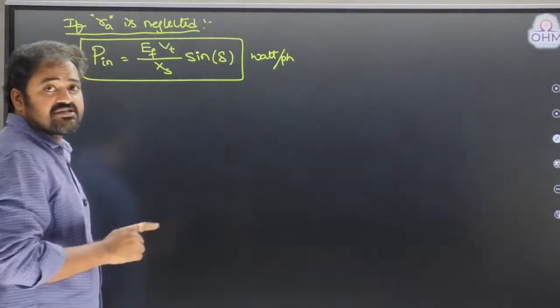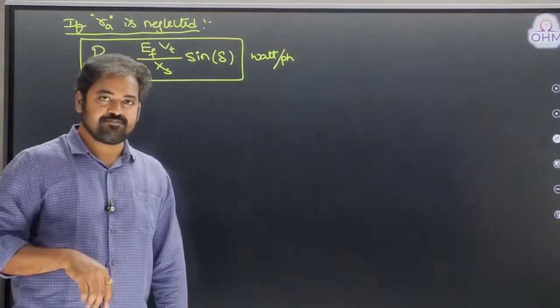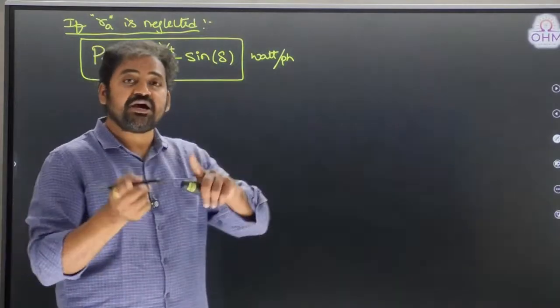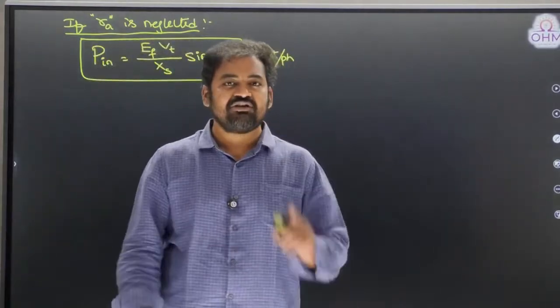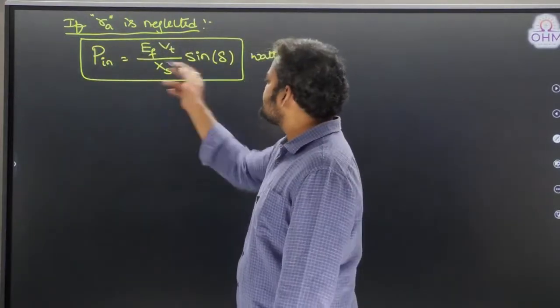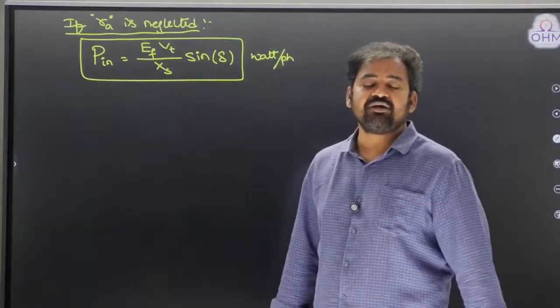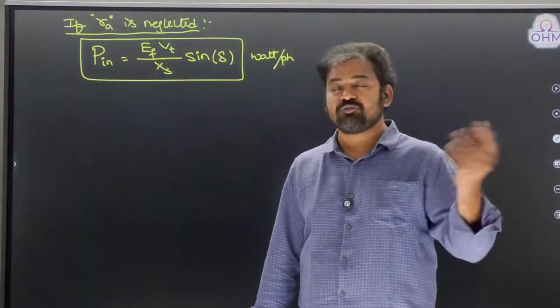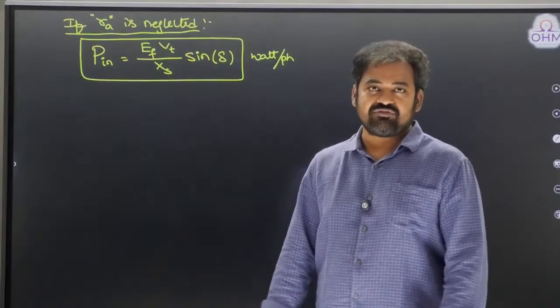Got it? Is it the same equation in generator also? Yes. Even in generator, the output active power when armature resistance is neglected is the same formula: Ef into Vt by Xs into sin delta, that is output power, but here it is input power.